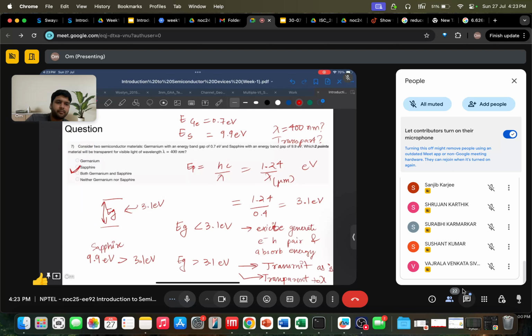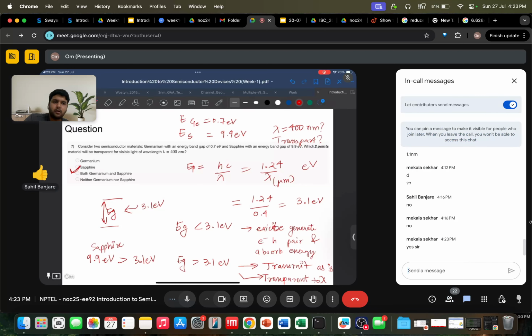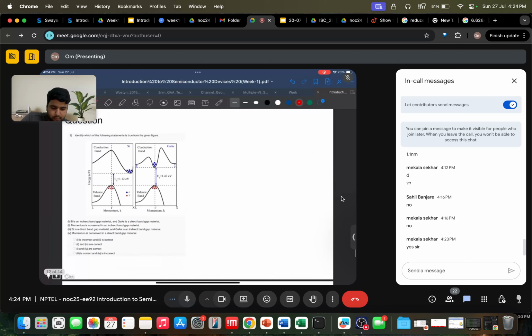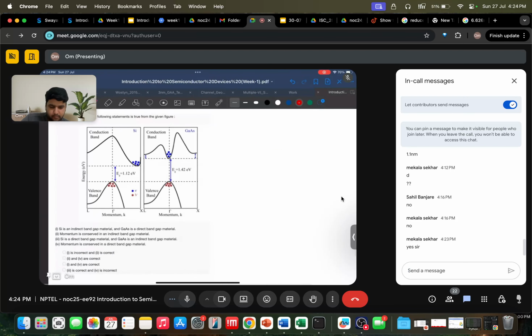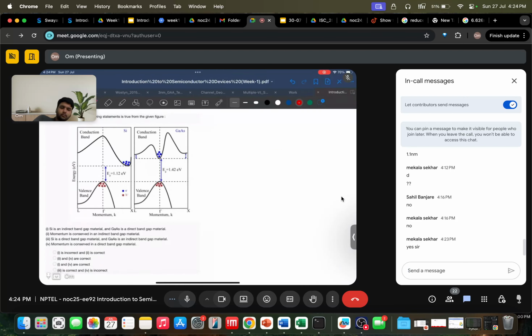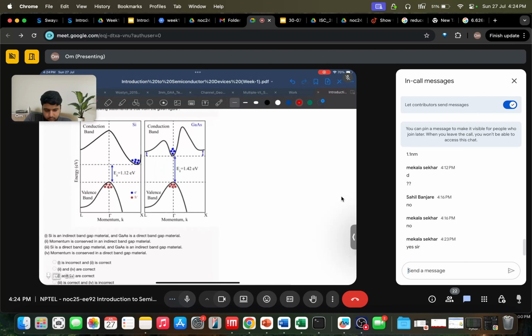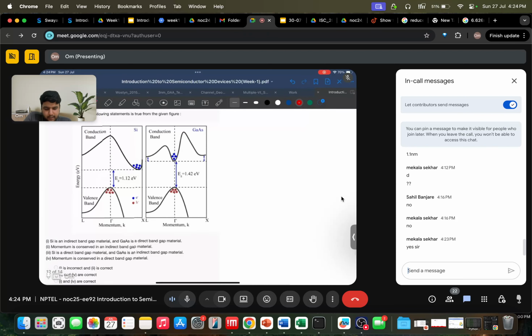Okay, I hope this is clear to all. Okay, let's move on to the next one. Identify which of the following statements is true from the given figure.